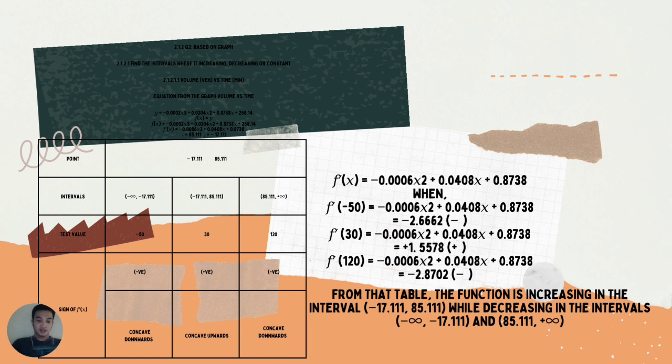After that, they need us to calculate the data. After we plot the graph, we will get the equation from the graph of volume versus time. So we use the equation to substitute all the data, and for x1 we get 85.111. For x2 we get negative 17.111. As you can see, the table shows that the function is increasing in the interval while decreasing in the interval. So that's for the next slide.